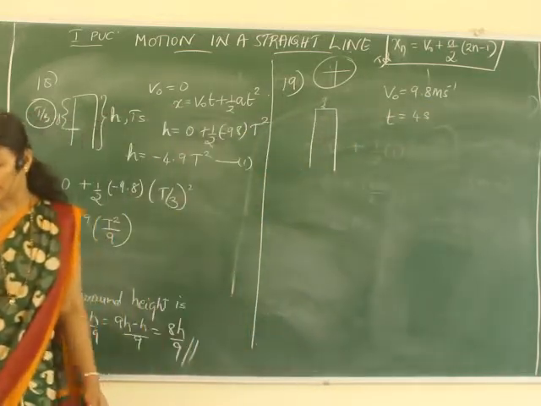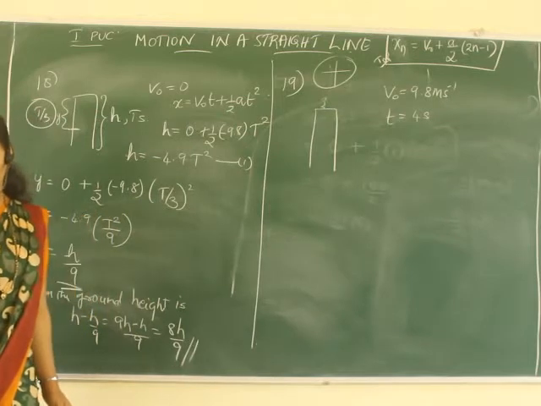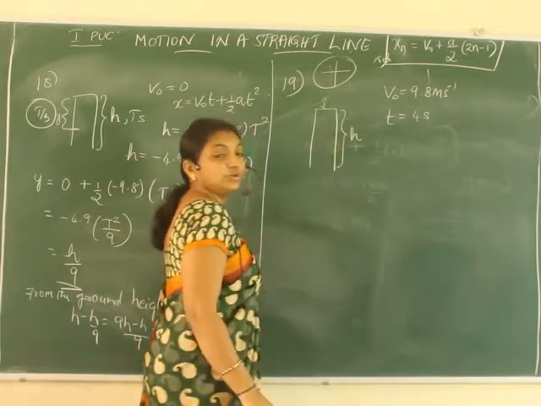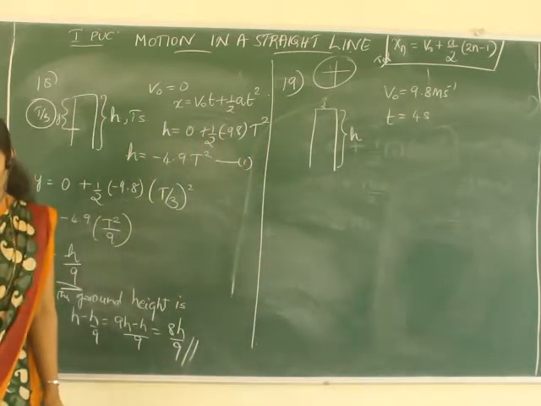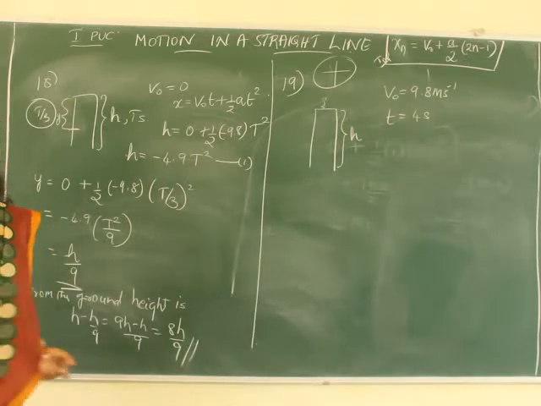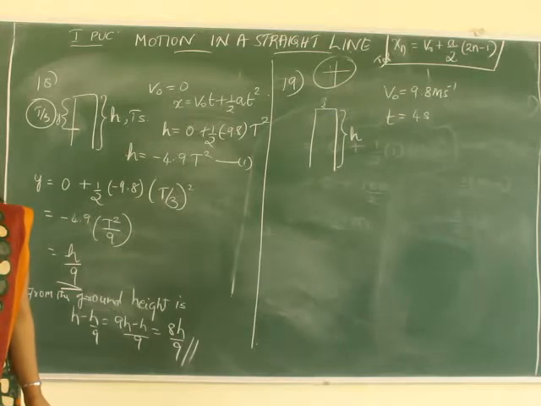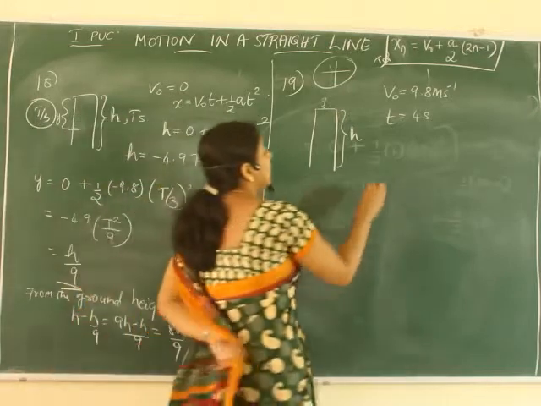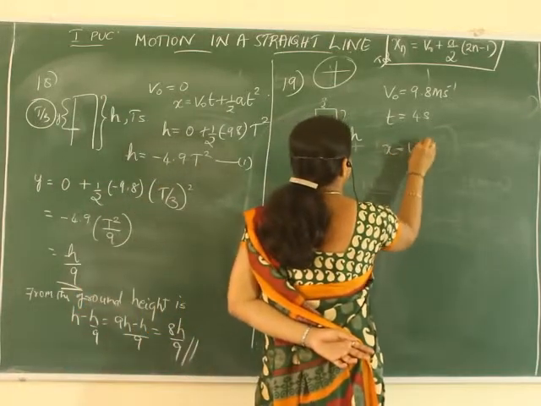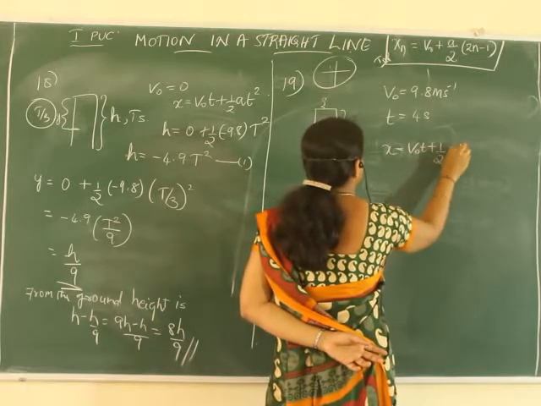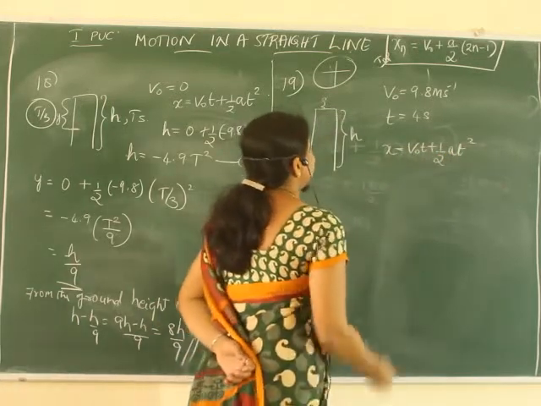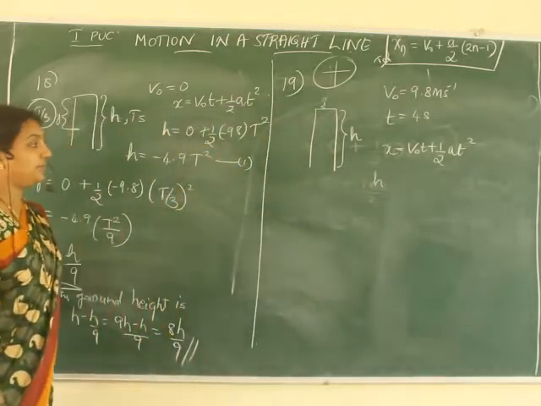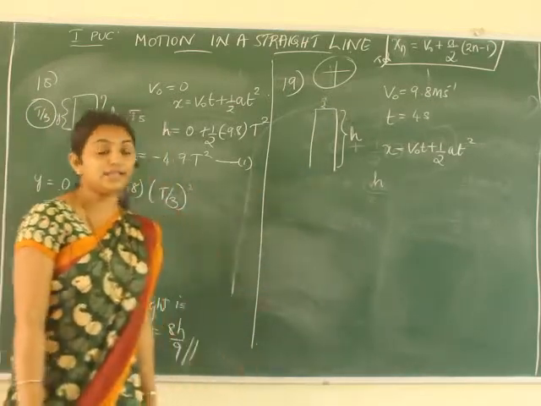And then the height. What is the height of the tower and the velocity of the stone? Let the height of the tower be h. What about the acceleration? Minus 9.8 meter per second square. Correct? So x is equal to V0 t plus half a t square. x is equal to h. Correct? From the ground, the height is h.